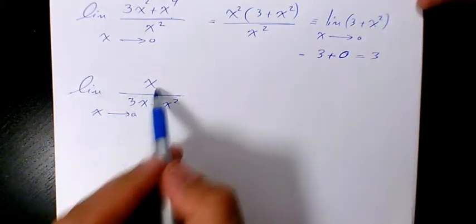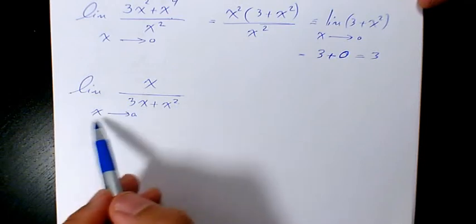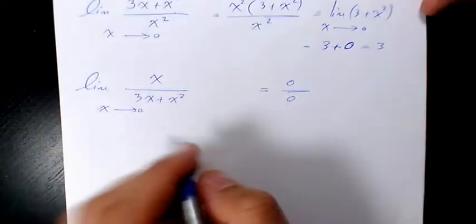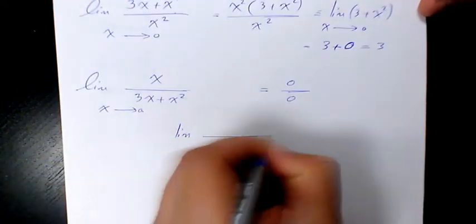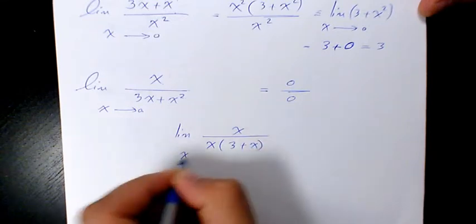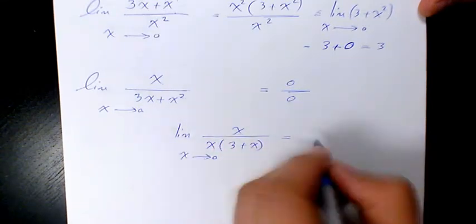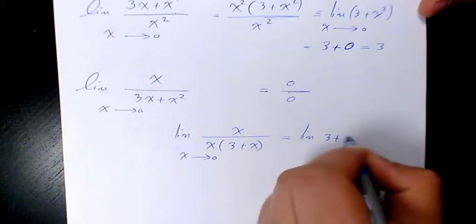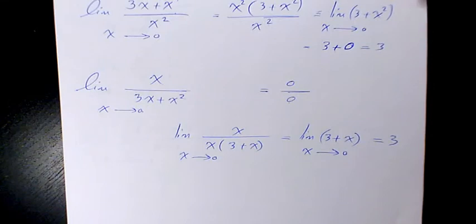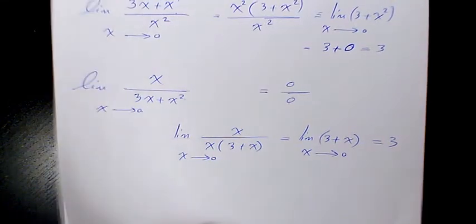Next is the limit of x over (3x plus x squared) when x approaches 0, which is going to be again 0 over 0. You factor the denominator. You take out x, and it's going to be 3 plus x. When x approaches 0, you cancel that. It's going to be the limit of 3 plus x when x approaches 0. The answer is going to be 3 plus 0, which is going to be 3.